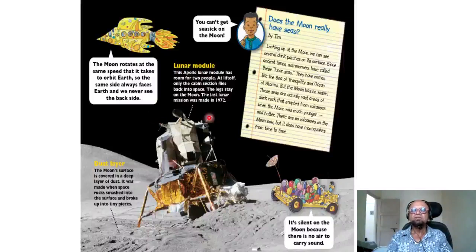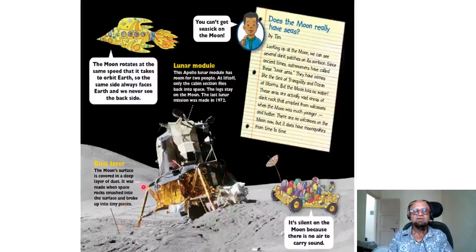Lunar module. This Apollo lunar module has room for 2 people. At liftoff, only the cabin section flies back into space. The legs stay on the moon, so it detaches and takes off. The last lunar mission was made in 1972, but now many countries, including China and India, are making plans to go back to the moon, send people to the moon.